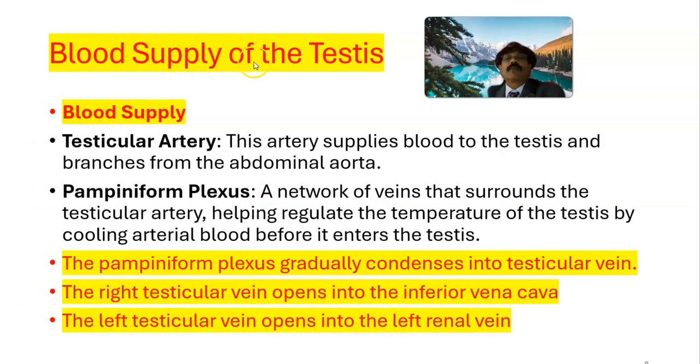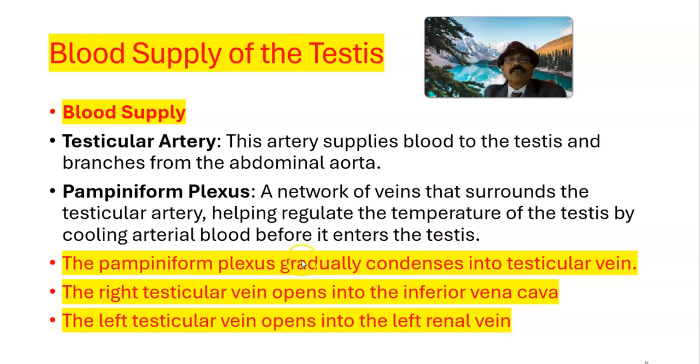Now we'll go to the blood supply of the testis. The blood supply is by the testicular arteries, one on each side. They are branches of the abdominal aorta. The pampiniform plexus of veins, a network of veins that surrounds the testicular artery, helps regulate the temperature of the testis by cooling arterial blood before it enters the testis.